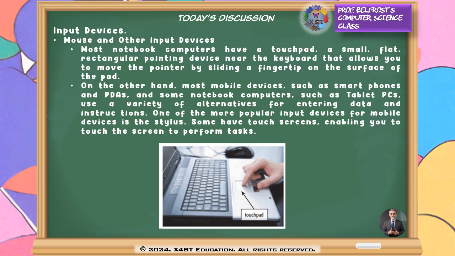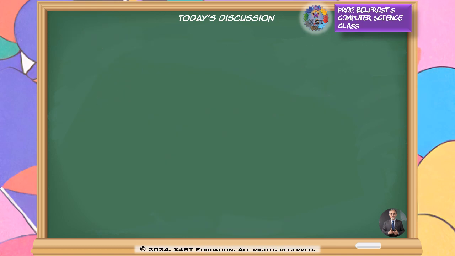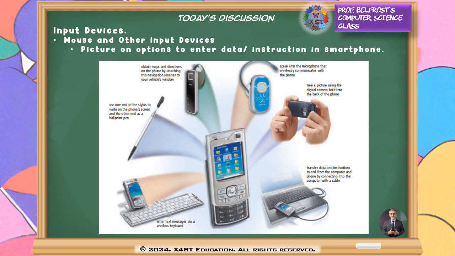Okay. On the other hand, most mobile devices such as smartphones and personal digital assistants and some notebook computers have a variety of alternatives for entering data and instructions. Maybe the most popular one is the stylus. Some have touch screens, enabling us to touch the screen to perform some tasks. Okay, here are some other ways to enter data and instructions in smartphones. You can just take a screenshot and later analyze it by yourself.